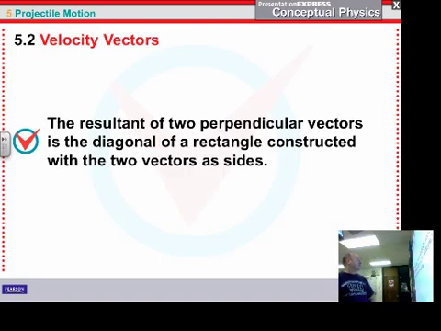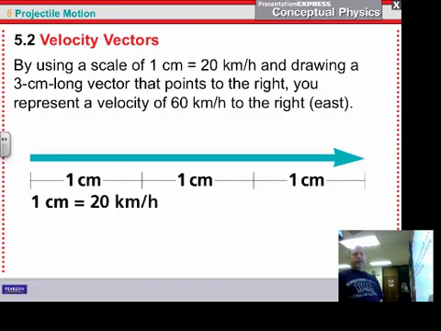So let's talk specifically about velocity vectors. We can take a couple of velocity vectors, put them together, and get a resultant. Remember, we talked about the parallelogram method, and we could put those together and figure out what they were. Well, we can make it just very, very simple.